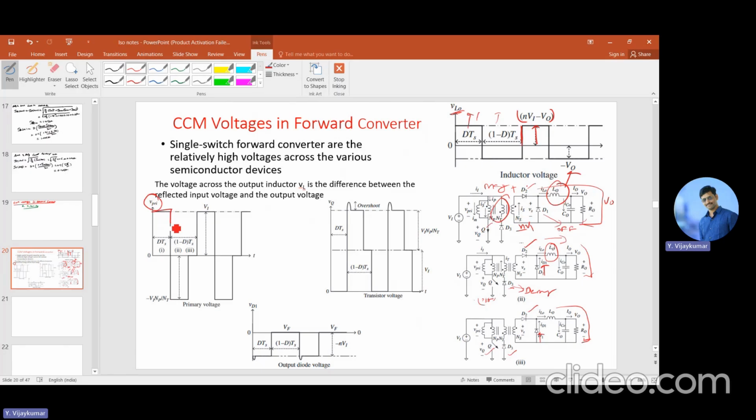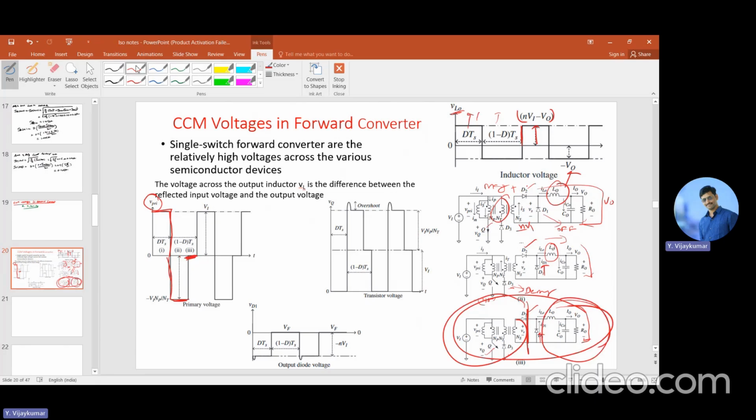When the primary is conducting for the time D into TS, there is a primary voltage. On the secondary side, in the second mode of operation, because of this energy, there is also a continuous negative voltage here. During the third, off case, there is no energy in this case. There is no energy from this side, and the energy is only flowing in the load side. So there is no conduction in this case.